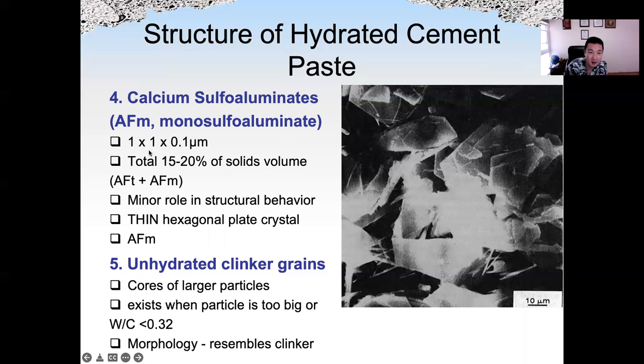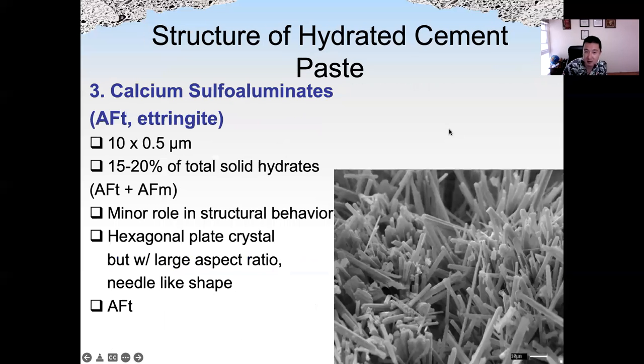Monosulfoaluminate, the size is 1 times 1 times 0.1 micrometer. Again, it has a minor role in structural behavior. It is a thin hexagonal plate crystal, as you can see from here, compared with the needle-like ettringite.